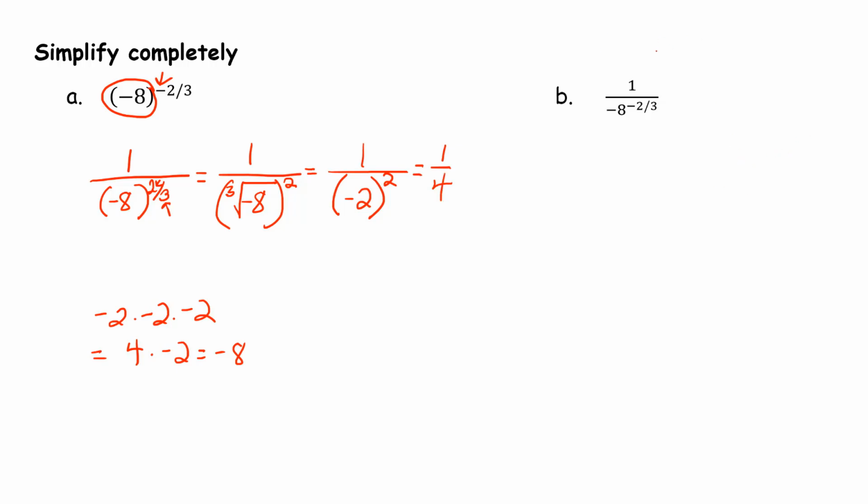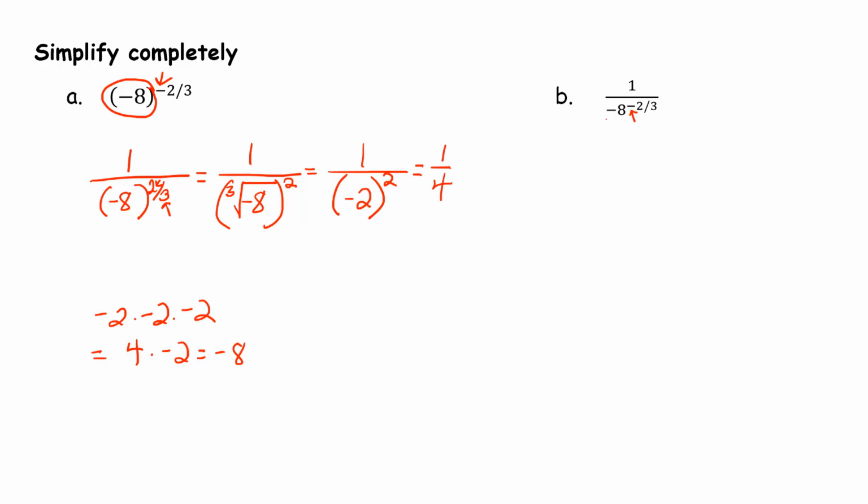Part B, same kind of situation, except now the base is in the denominator of the fraction and there are no parentheses. So when I see this -2/3 on my exponent, that tells me to take the reciprocal of the base and change the sign to +2/3. Since the base is already in the denominator, instead of writing 1 over -8 to the +2/3, I can write it as just -8 to the +2/3.